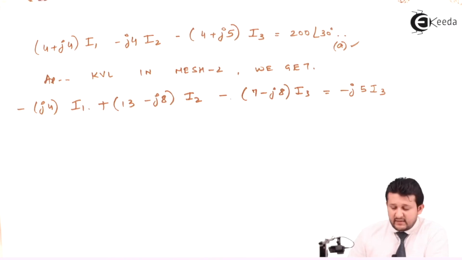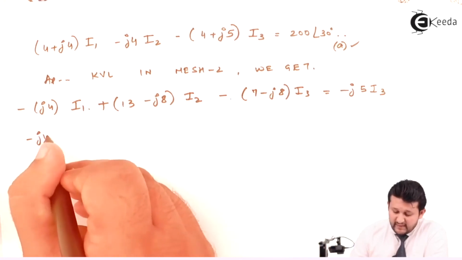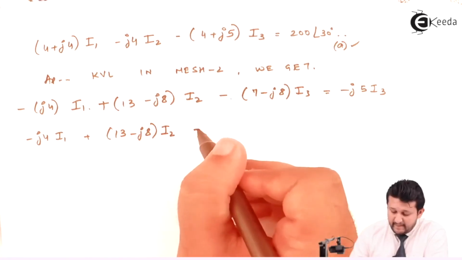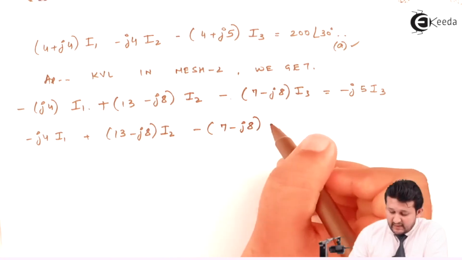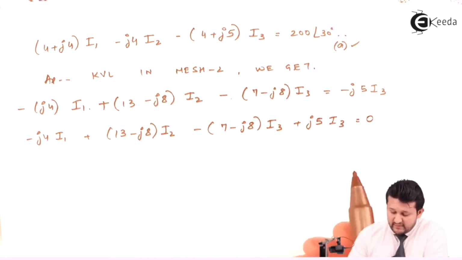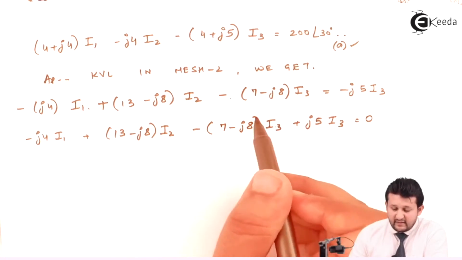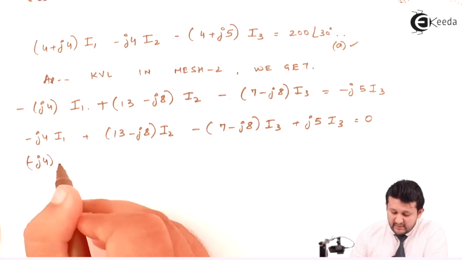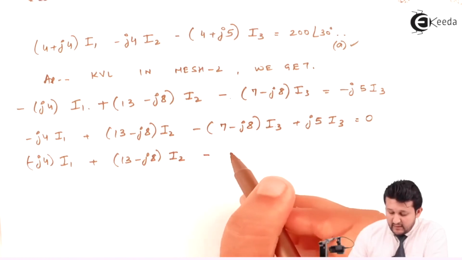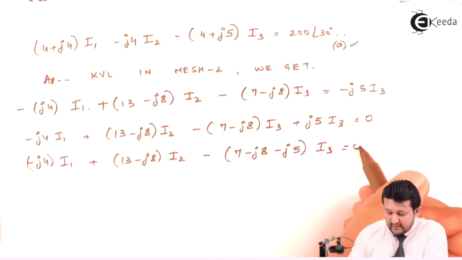The rule says on the RHS there should be only a number, or your variable should be shifted towards your left. So it will be minus j4 I1 plus 13 minus j8 I2 minus 7 minus j8 I3. If you shift this side, it will be plus j5 I3 equal to 0. Since you have a negative over there, if you take this inside, when you have a negative sign, the sign changes. So it will be minus j4 I1 plus 13 minus j8 I2 minus 7 minus j8 minus j5, it will be I3 equal to 0.